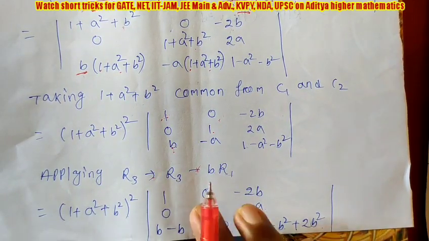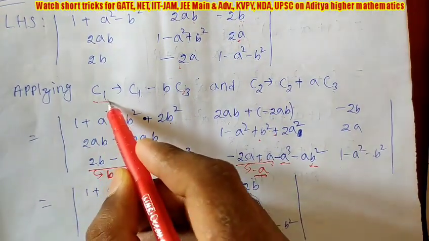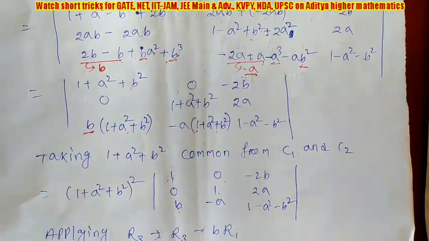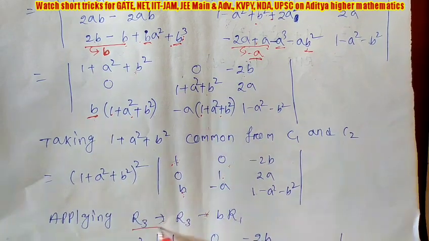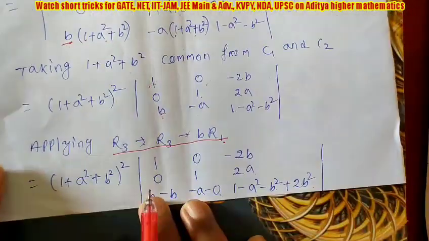Understood? Simple step. So here only two steps are very important. First step, C1 changes to and C2 changes to what I am doing, and that common everyone can observe. And here you have to make R3 0. So only in these two steps you are getting the answer of the question. Now we will see what are the remaining steps.